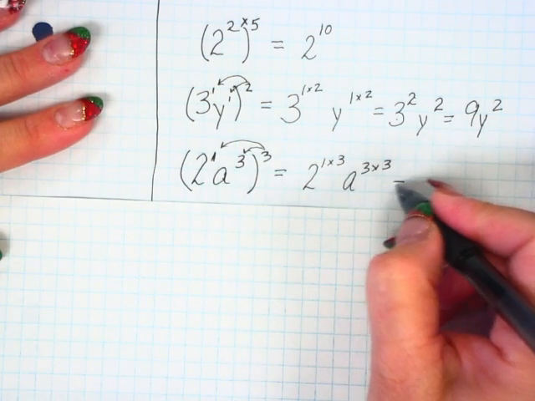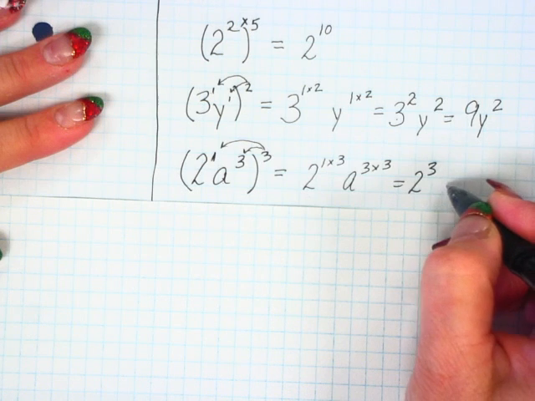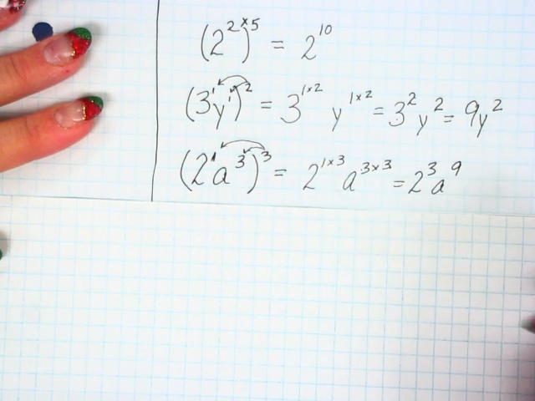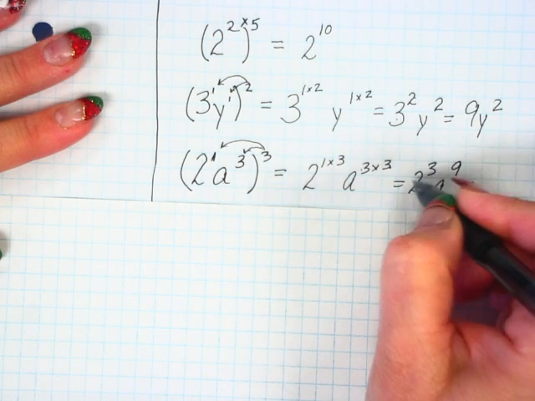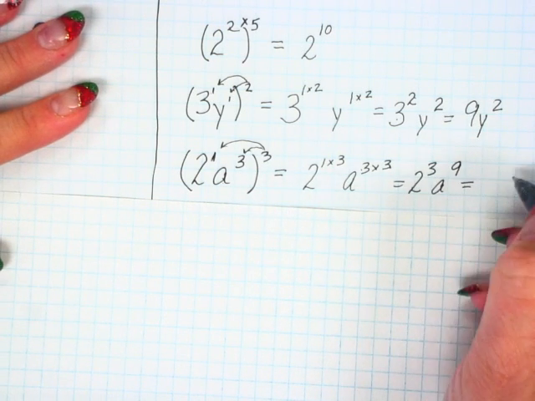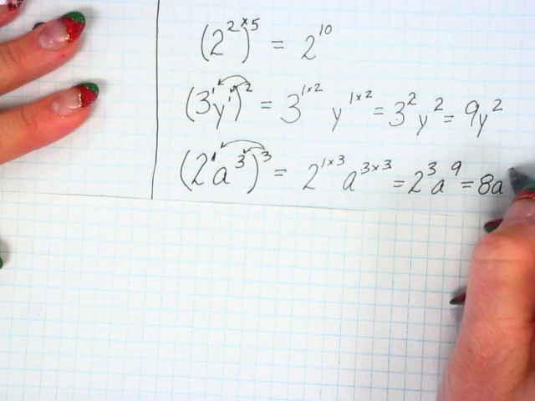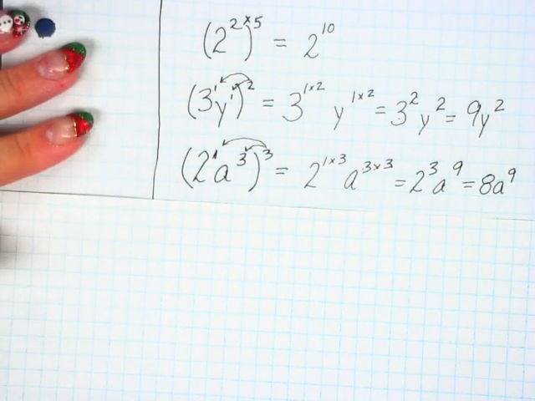So in this case, we're looking at 2 to the 3rd power. A to the 3 times 3 is 9. You can leave it like that, or you can say 2 to the 3rd power, 2 times 2 times 2, would be 8, a to the 9th. It looks a little neater and cleaner that way.